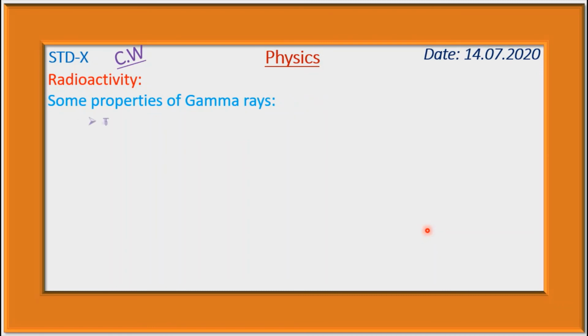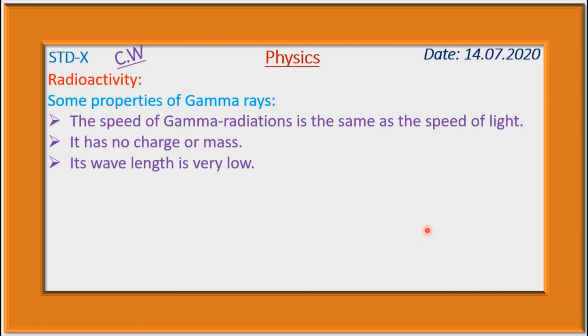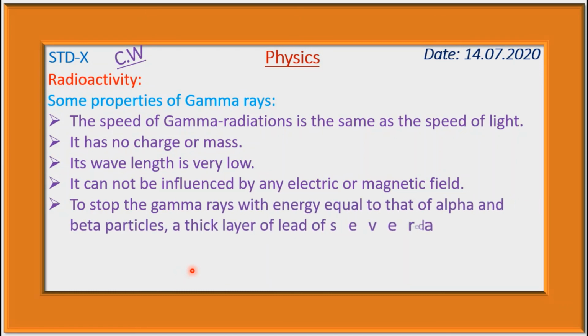Some properties of gamma rays. The speed of gamma radiation is the same as the speed of light because it is an electromagnetic wave. It has no charge or mass, it is chargeless and massless. Its wavelength is very low. It cannot be influenced by any electric or magnetic field because gamma rays have no charge. To stop gamma rays with energy equal to that of alpha and beta particles, a thick layer of lead of several centimeters is needed.